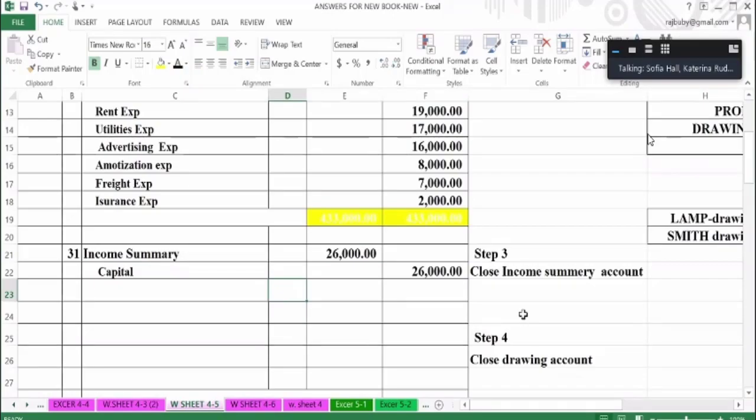Now you close the revenue account, that is zero. It is not going to roll over to next year. Expense accounts also you close, that is zero balance. The third part, you close the income summary account, that one also now has zero balance. After you finish this, you are going to close the drawings account.